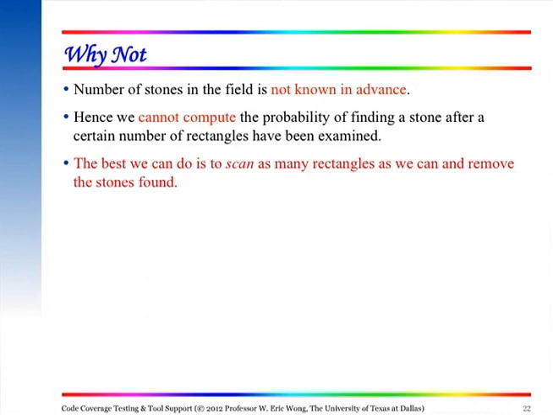There are a few reasons. First, you don't know how many stones are in the field. Ideally, you think, okay, I have this many stones, I have this many cells to be examined, so I can compute the probability. But in practice, you're still in the testing process. You don't know how many bugs are in your program. You don't know how many stones in advance.